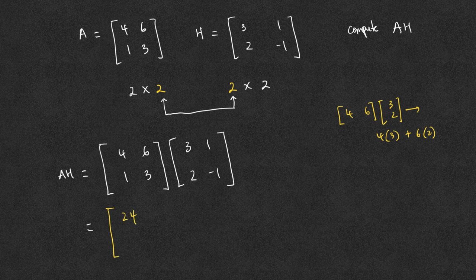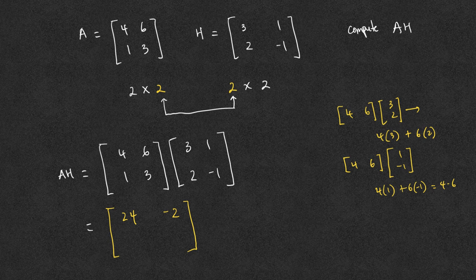Next, we take the first row, which is still 4, 6 of the first matrix, and multiply the second column of the second matrix, 1, negative 1. This is 4 times 1 plus 6 times negative 1, or 4 minus 6, which is negative 2.